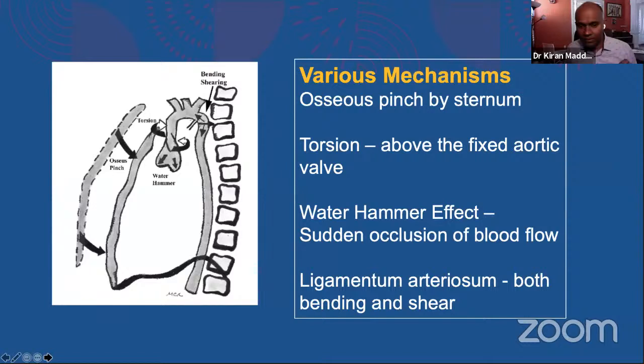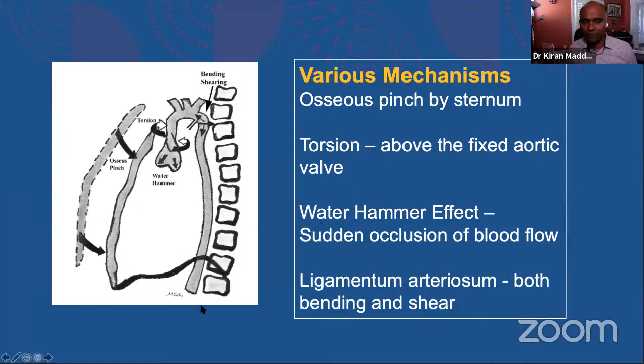So the mechanism of aortic injury is very important to understand. This is a slide which I make for my residents, but briefly, I will tell that whenever a patient is driving and sudden deceleration happens, and if he hits the steering or the wheel in the car, that's the most common mechanism where the osseous pinch from the sternum hits the aorta. That's one kind of mechanism. And then the water hammer effect. Water hammer effect is more hypothetical, where there is a sudden occlusion of the flow of blood.